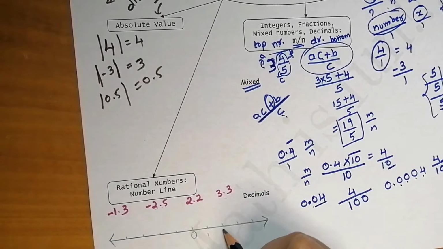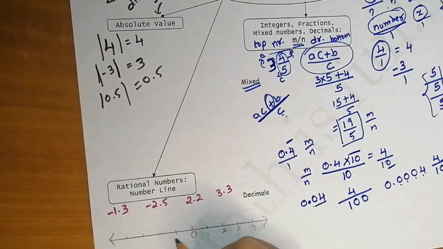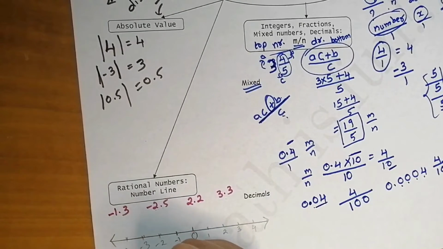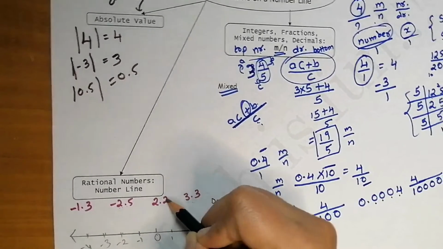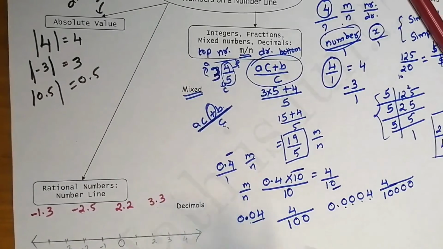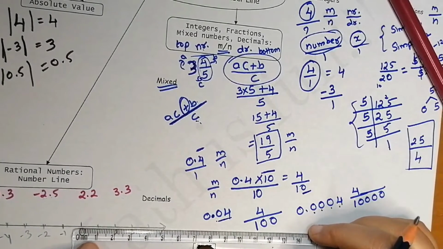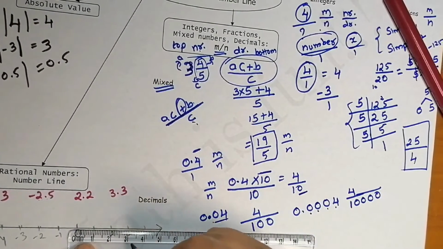This is 1. This is 2, 3, 4, right? And this side, it's minus 1, minus 2, minus 3, and minus 4. Okay, now you have 2.2. So this is between 2 and 3. So let's take our scale. This is 1 centimeter, each point representing 0.1.